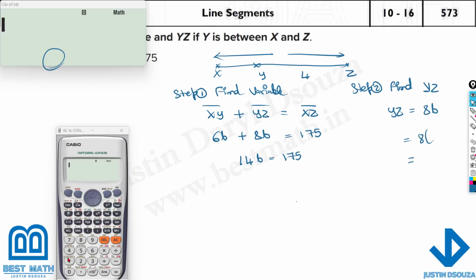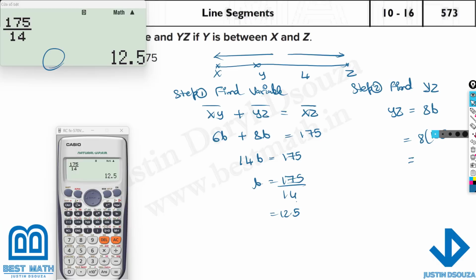We need to take the 14 to the other side, so it's going to be 175 divided by 14, which is equal to 12.5. So here the step would be 175 divided by 14, that is 12.5. Now you have to multiply this here, 12.5 times 8 is 100, I believe.